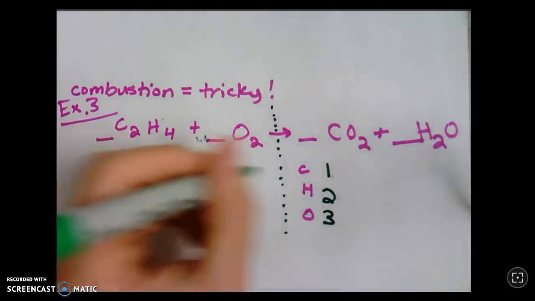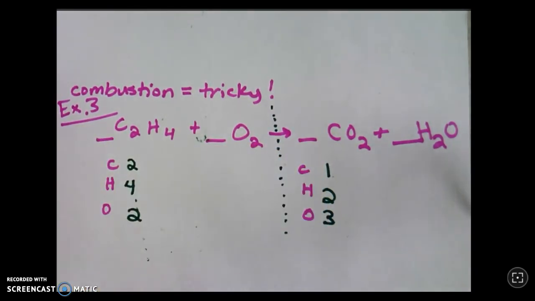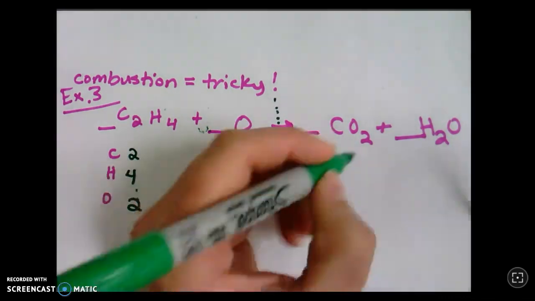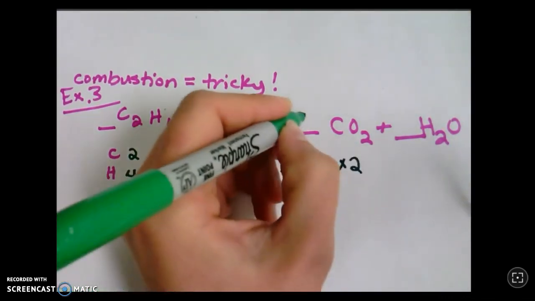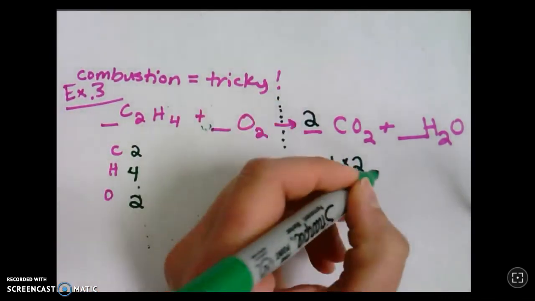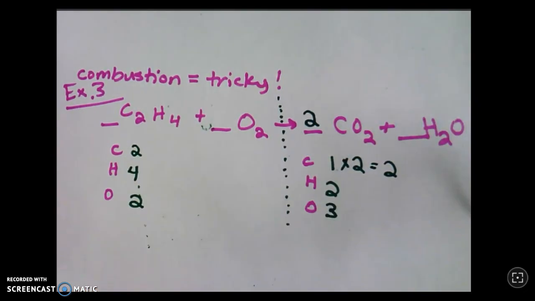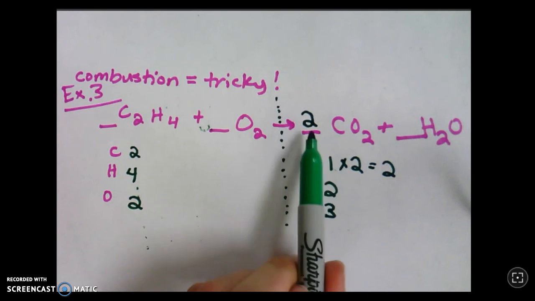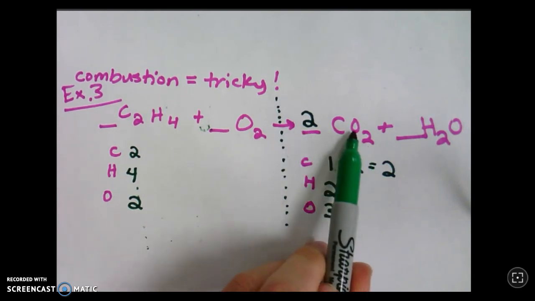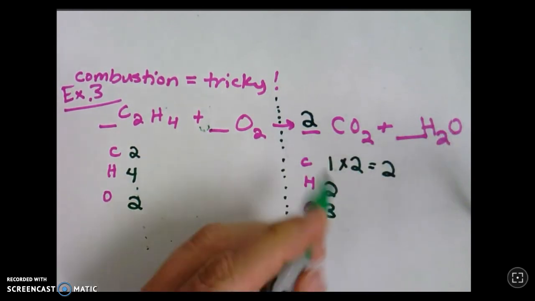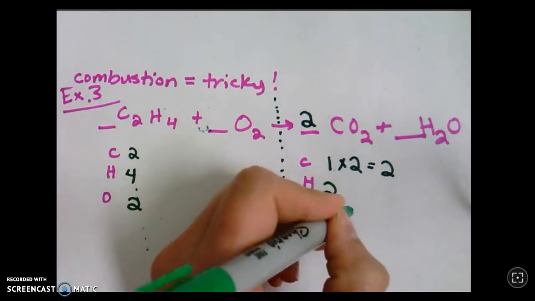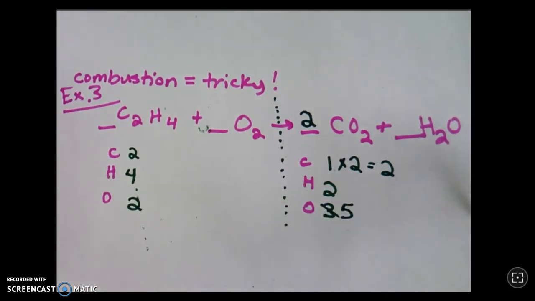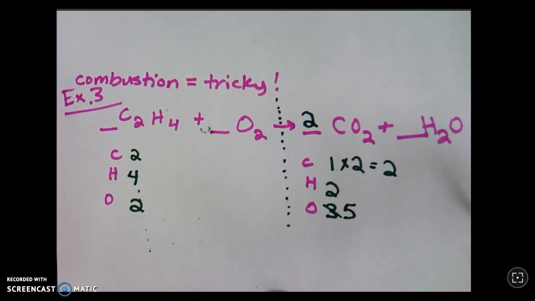So starting with carbon, this side has less carbon. So what do we need to multiply 1 by to get 2? We need to multiply by 2. So I'm going to put a 2 right here. And I have 2 CO2s now. That also changes my number of oxygens. So now I have 2 times 2, 4, plus 1, 5. So I'll cross out my 3 and I'll put 5. Always make sure you change the numbers after you've put a coefficient if it changes anything.